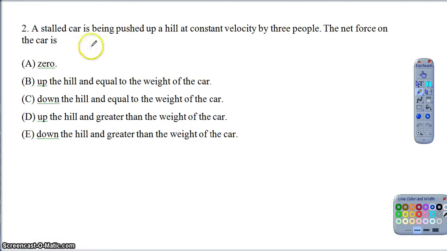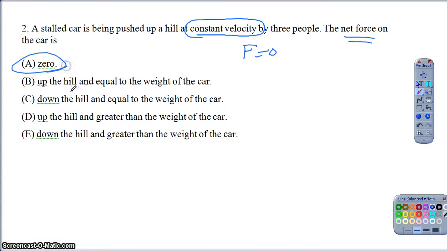Question 2 looks like it's got a lot going on. A stalled car is being pushed up a hill at a constant velocity. The biggest thing though, the major concept that hopefully we remembered pretty quickly here, is if something is moving at a constant velocity, then that tells me that no matter what, the net force, the total force, has to be 0, right? So my answer here truly is just 0, because if it's moving at a constant velocity, the net force, the total force, has to be 0.